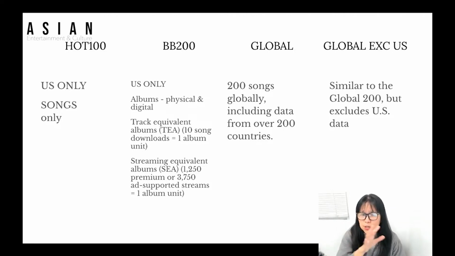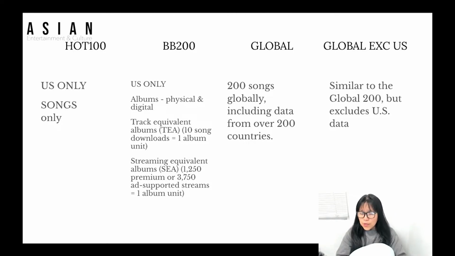There's also a difference between premium streams, which are the paid accounts, and a free stream. If it is a free account, you're going to have to stream 3,750 times for that to be considered one album unit. But if it is a premium account, then if you play or stream 1,250 times, that's one album unit sale.